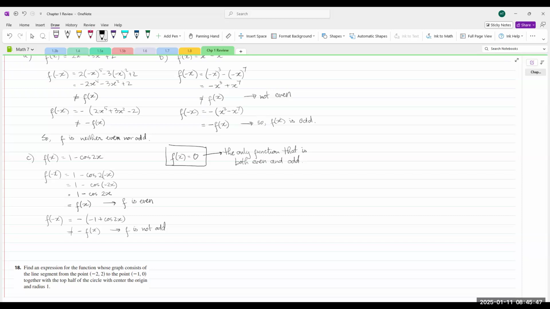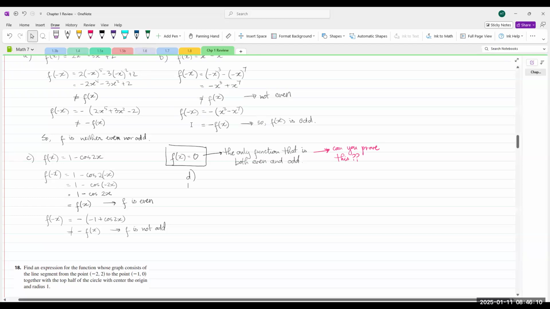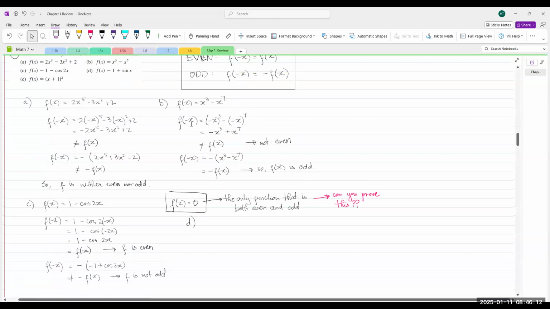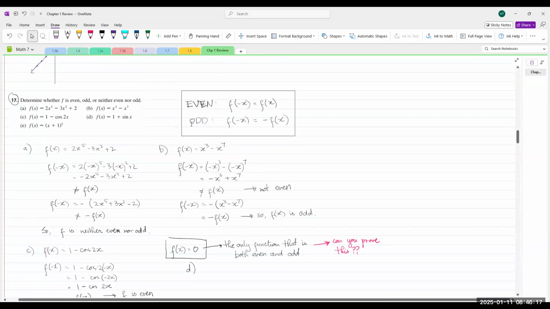But think about the proof though. Can you prove this? A challenge for my calculus students. In fact, I did ask that kind of question in my pre-calculus. Show that f(x) = 0 is the only function that is both even and odd. Or, rephrase that: find a function that is even and odd at the same time.